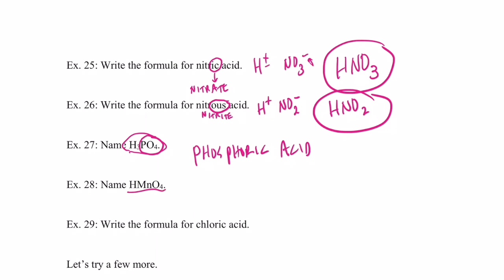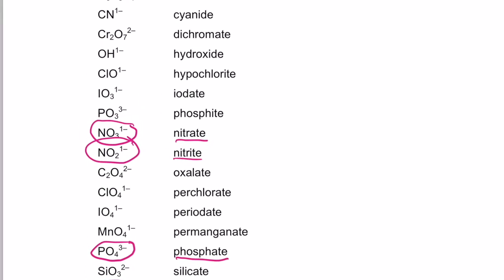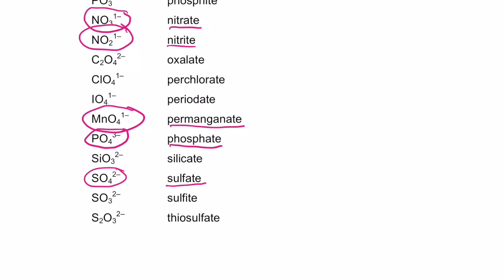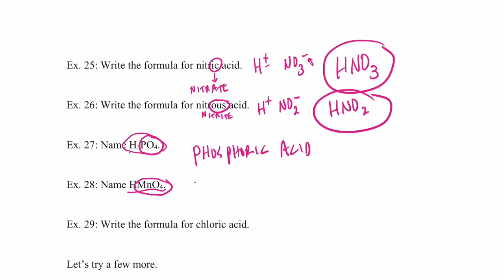Okay, you try HMnO4 on your own. Pause the video and come back when you're done to check your answer. All right, we're back. MnO4 is the polyatomic ion I want to look up. So let's find MnO4. Here it is. It's MnO4 negative 1, and it's called the permanganate ion. So H with ate becomes ic, so this is called permanganic acid.